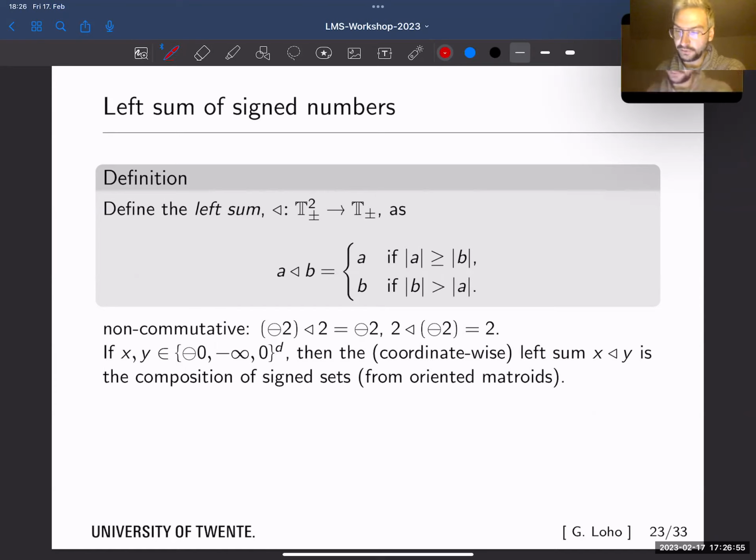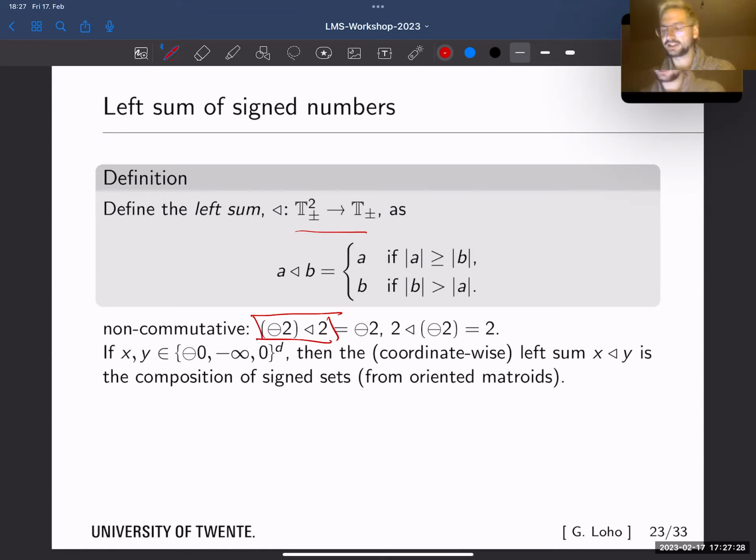which a priori handles the cancellation by preferring the first summand in the sum. So in particular, let's look at this here. If we take the sum of -2 and 2, then -2 wins, and if you take the sum of 2 and -2, then 2 wins. So it's not commutative anymore, and so it behaves a bit weirdly.